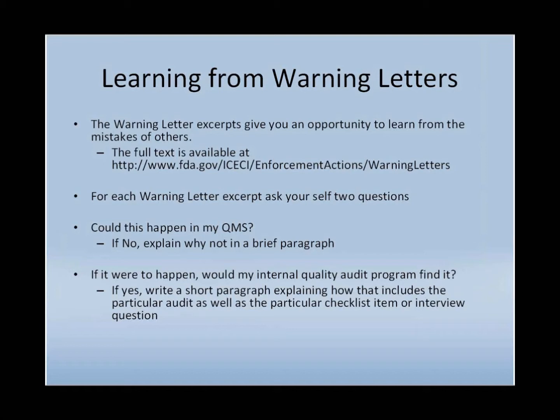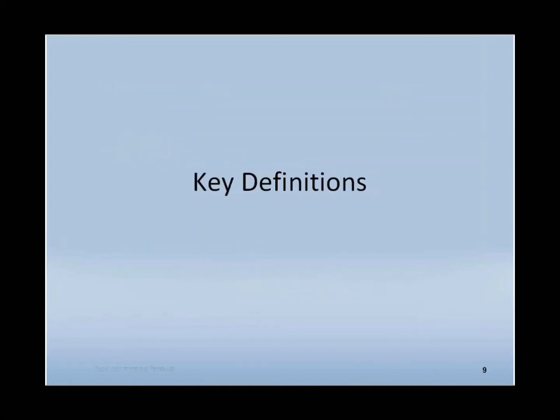And then the second question is, if it were to happen, where in my quality audit program would I find it? So again, a short paragraph explaining what audit checklist item, what interview question would address this to make sure that you don't have these problems. So one of the things I always worry about when I look at these warning letters is to ask the question, why is it that the FDA investigator was able to find the problem and the company didn't seem to know that the problem was there? And so I always question the effectiveness of the internal audit program.